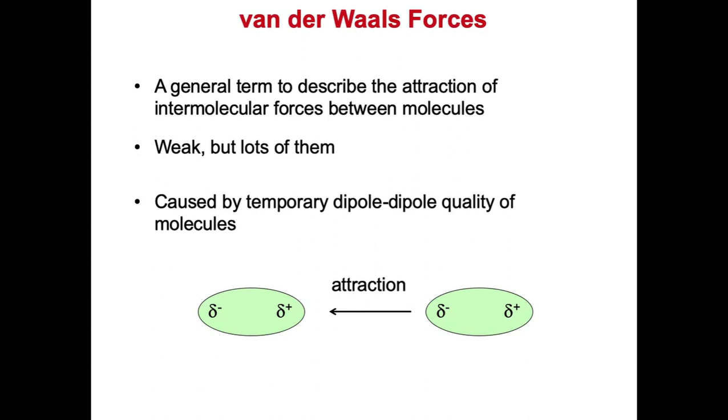And these are caused by a temporary dipole quality of the molecules involved. This is obviously just due to electrons moving around, so that a slight positive charge at the end of one molecule is attracted to the negative charge on another molecule.